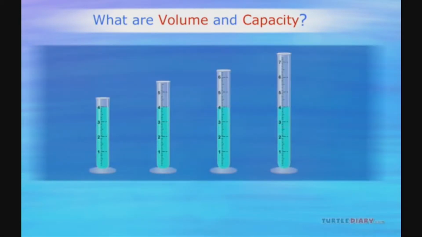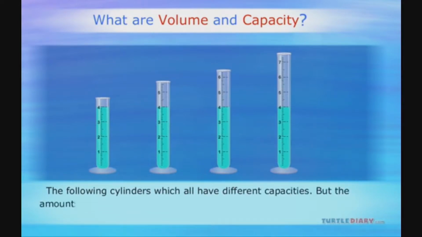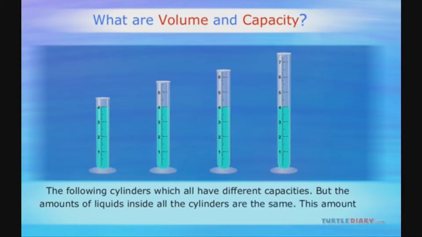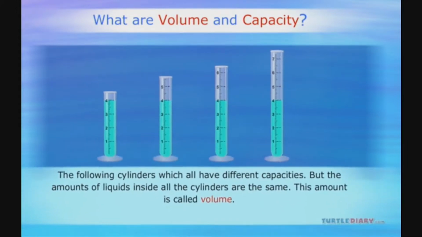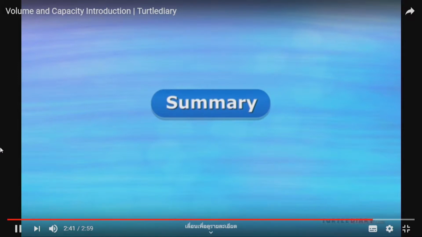Sometimes, the amounts of liquids inside different bottles or jars are the same, but the capacities of the containers are not the same. The following cylinders, which all have different capacities, but the amounts of liquids inside all the cylinders are the same. This amount is called volume. Volume represents the amount of a liquid, or how much space the liquid takes up in a container. Let's see what you have learned in this lesson.